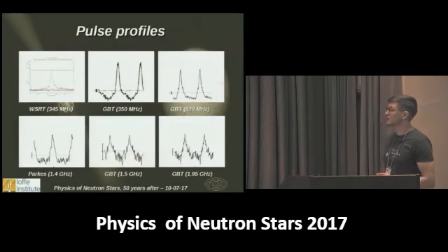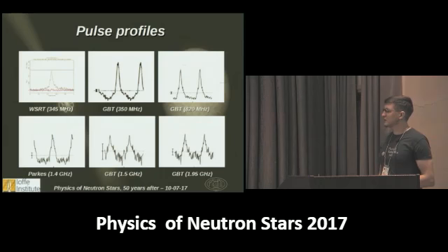Here are the pulse profiles. They were made at different frequencies from different telescopes. The procedure of making these profiles is standard. We apply fast Fourier transform to the recorded dispersed data and then stack every single pulse on top of each other to get the highest signal to noise.